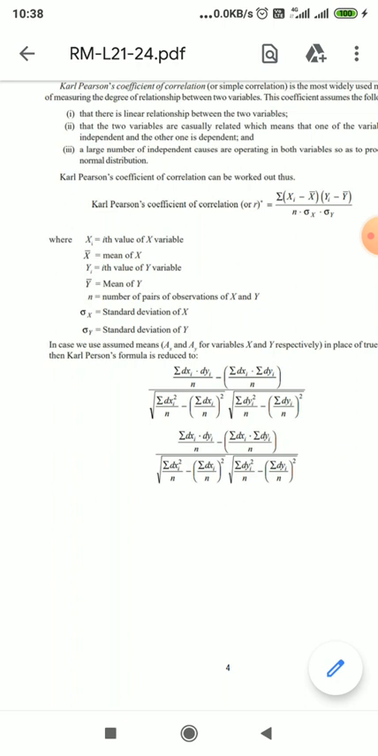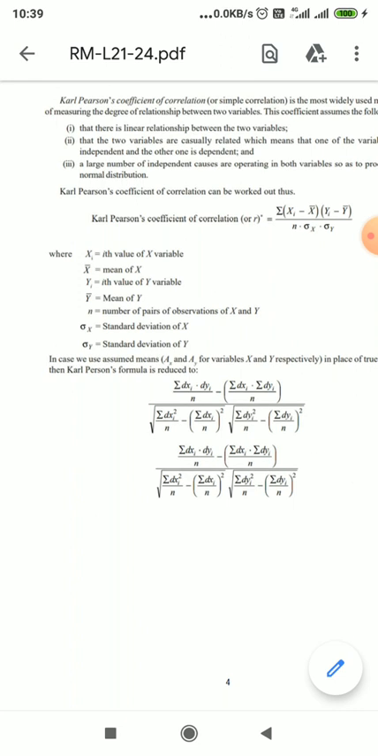In the case where we assume means ax and ay for variables x and y respectively in place of the true mean, the Karl Pearson formula is reduced as r is equal to summation of dxi multiplied by dyi by n, minus, under bracket, summation of dxi multiplied by summation of dyi by n, divided by root over summation of dxi square by n minus, under bracket, summation of dxi by n whole square, multiplied by, for the y variable, root over summation of dyi square by n minus summation of dyi by n whole square.